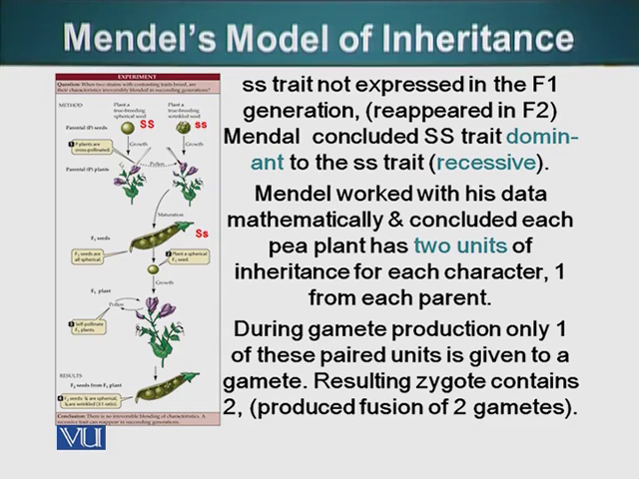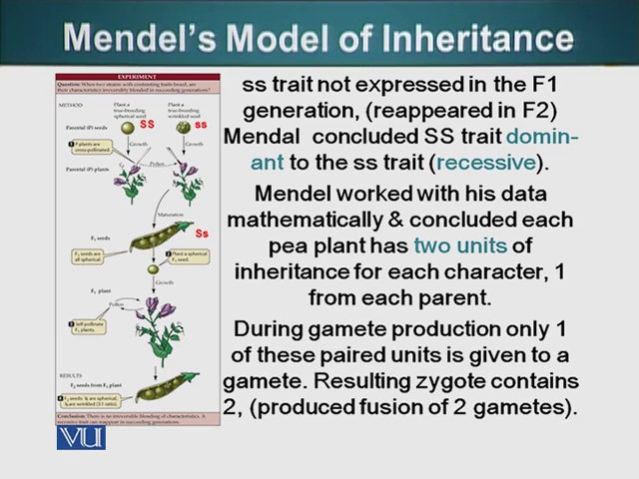Mendel concluded that the spherical seed trait was dominant over the wrinkled seed trait because the spherical seed trait had masked the effect of the wrinkled seed trait. Mendel worked with his data mathematically, and he looked at the statistics and concluded that the P plant must have 2 units of inheritance for each particular character, and the offspring got 1 trait from each parent. I will explain that with the help of this diagram also.